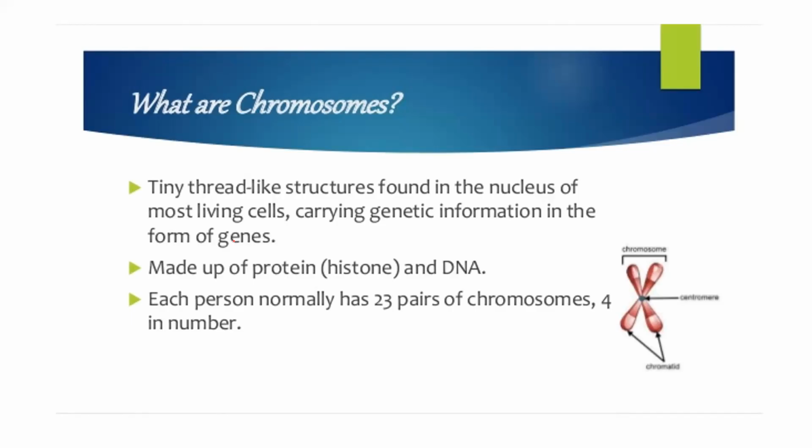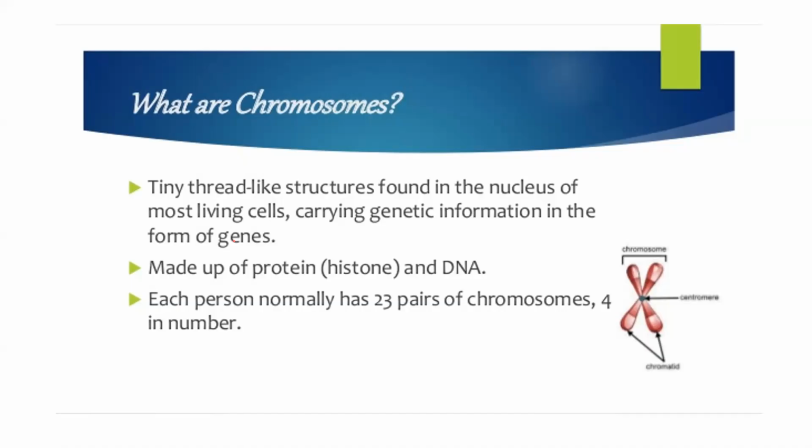As you know, chromosomes are tiny thread-like structures found in the nucleus of most living cells. They carry the genetic information in the form of genes. What are the proteins that are basically forming the chromosome? They are the histone protein and the DNA.